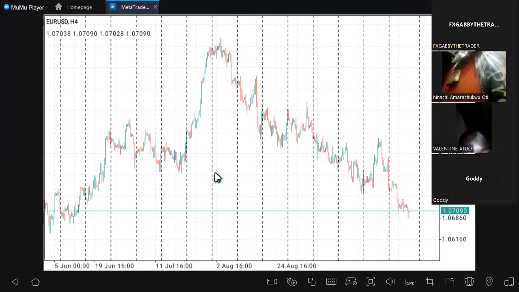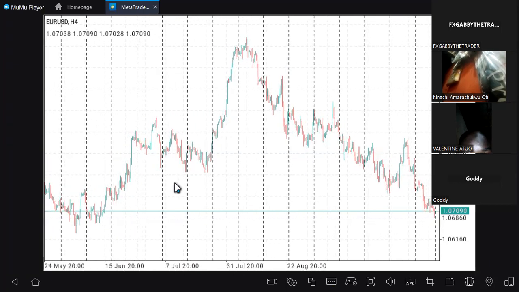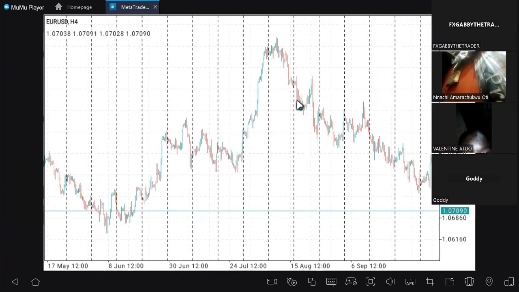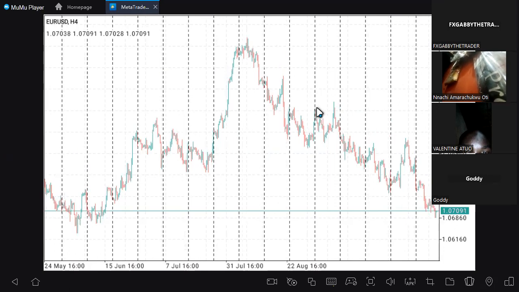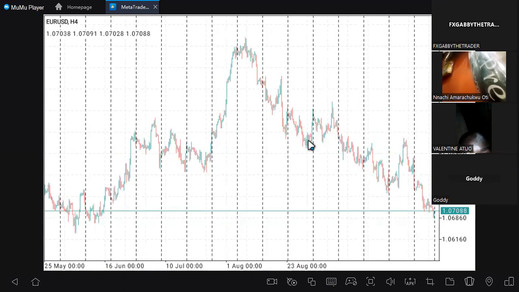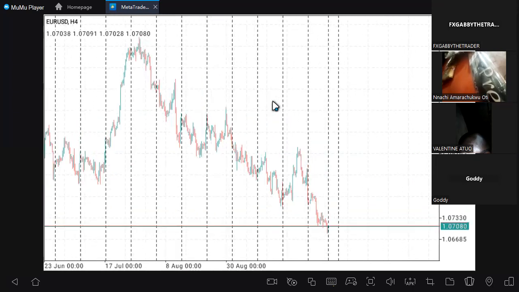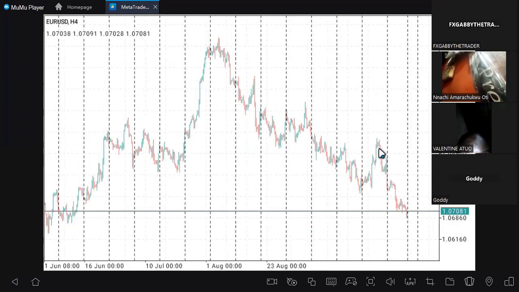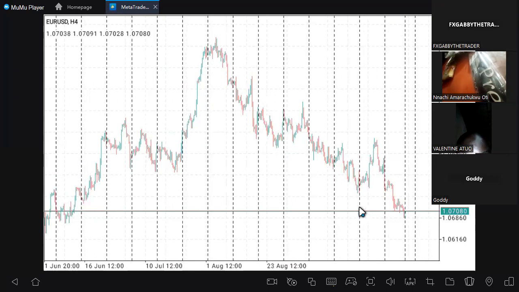Sorry, I can't even expand this. That's a problem. This is not a touch system. I'm supposed to zoom into this, but it's not working on my laptop. It only minimizes. Okay, never mind. If you can see yours from your own screen, it's not a problem.